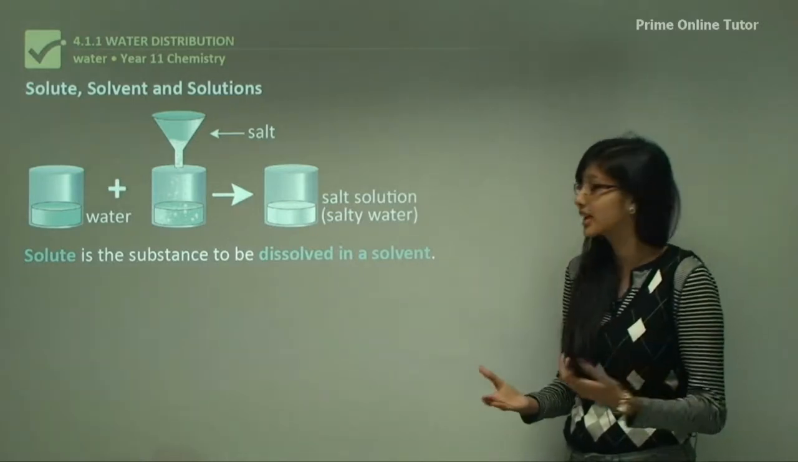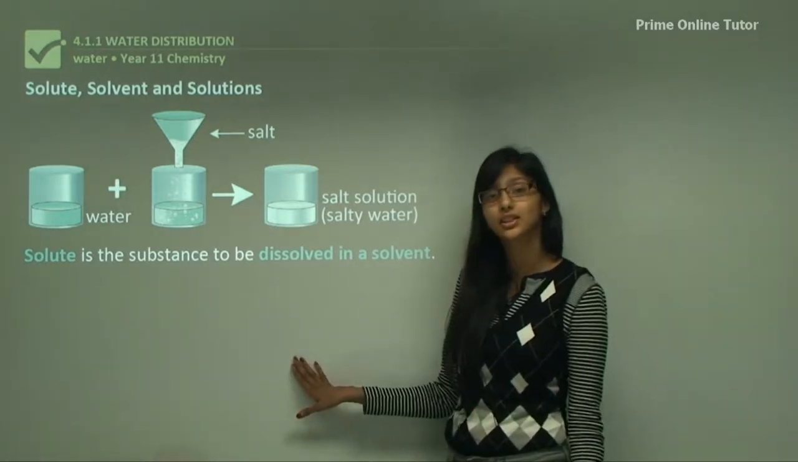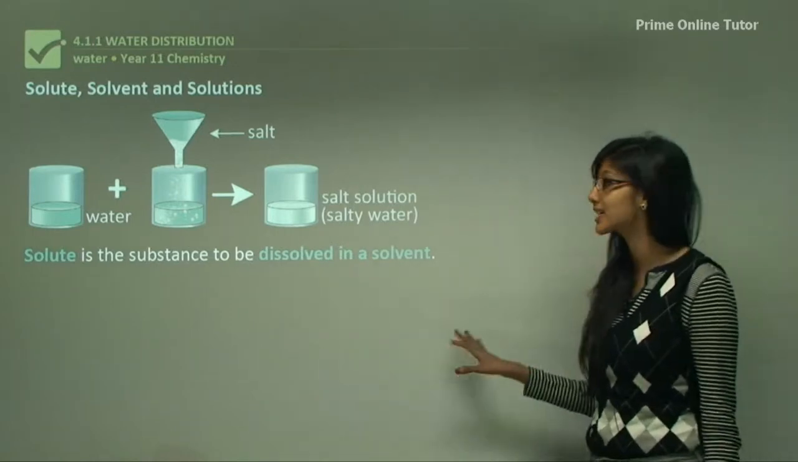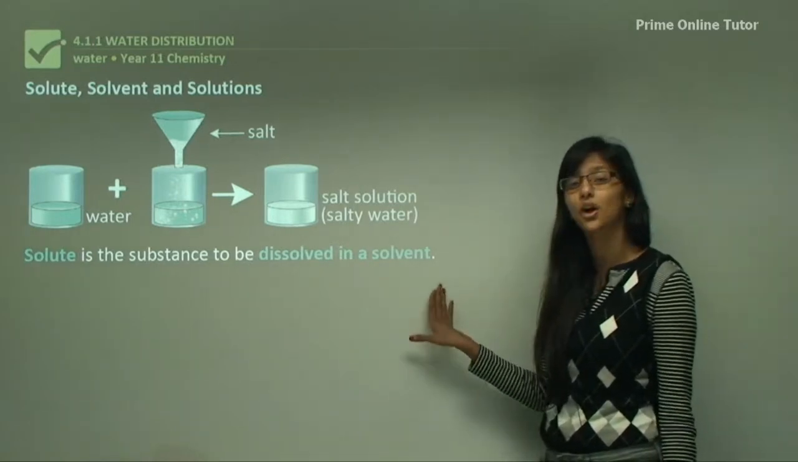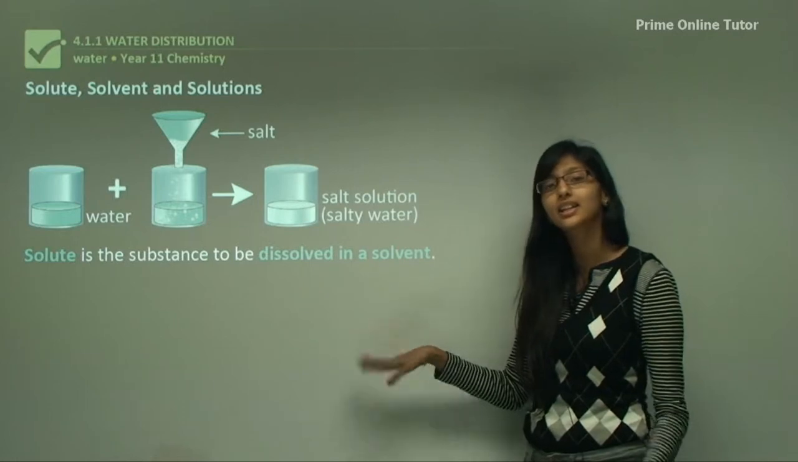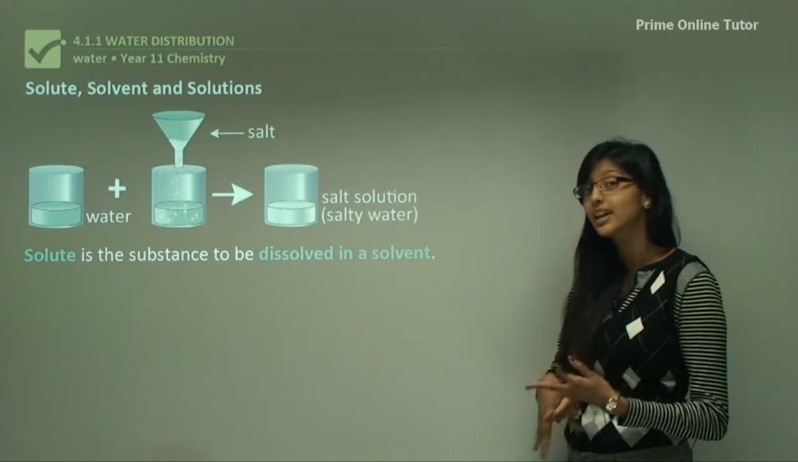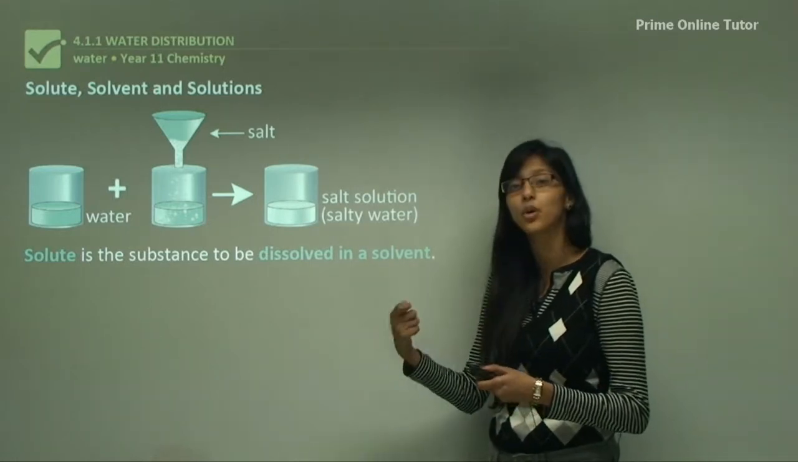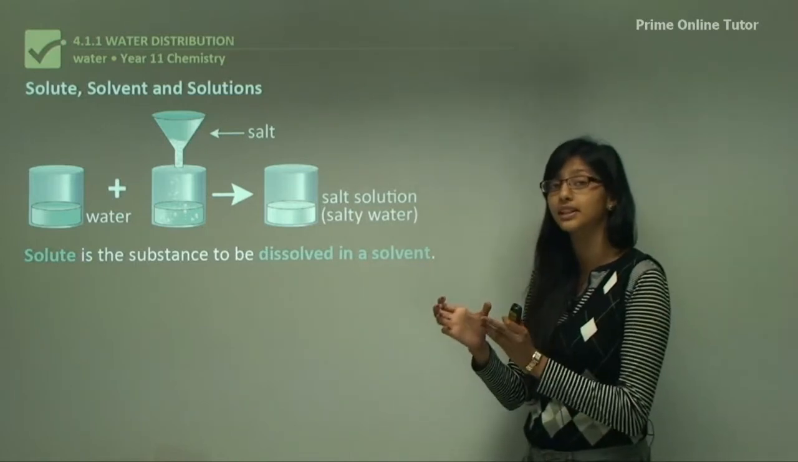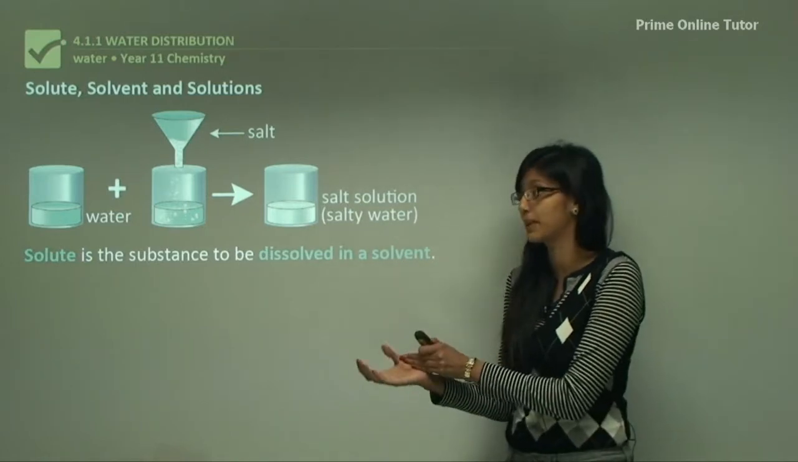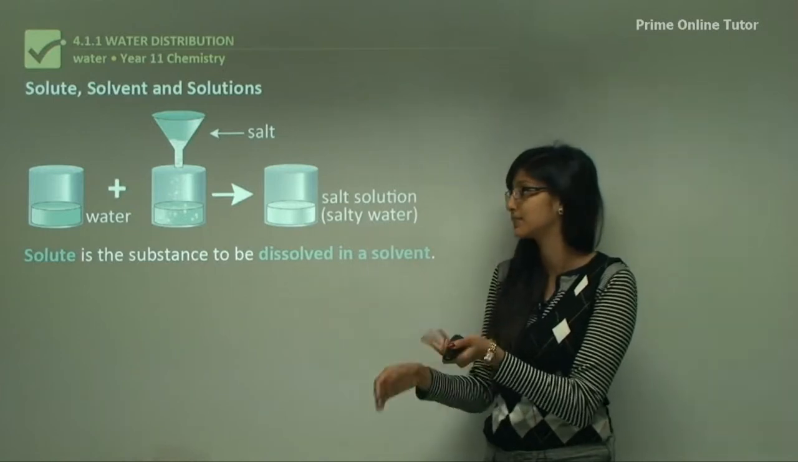So in more general terms, for example, what is a solute? A solute is a substance to be dissolved in a solvent. And what does that mean? If you remember from the previous slide, you dissolved the salt in water, and salt is the substance that went into the water and disappeared. So that would be our solute.